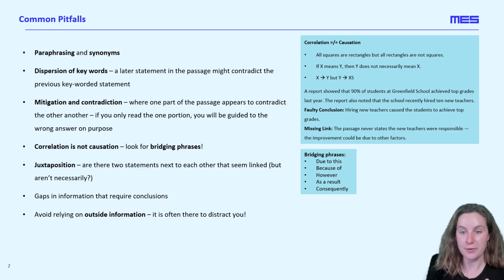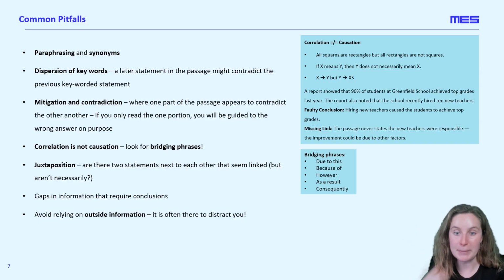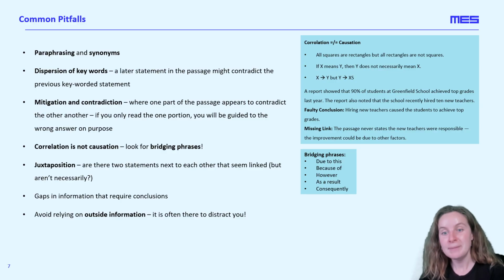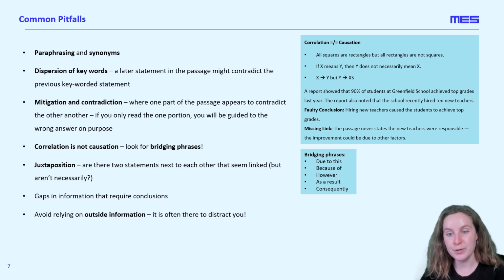You want to look for bridging phrases if you have two statements that appear to be linked, because if they're not, they may just be next to each other, and your brain in reading it may guide you to thinking those two sentences are linked together because they're next to each other. They seem to follow one another. However, your examiner will signpost you to links between two pieces of information, or any cause-effect relationship, using a bridging phrase like due to this, because of this, however, as a result, consequently, which will suggest definitively that these two sentences are linked and that we know the relationship between them.